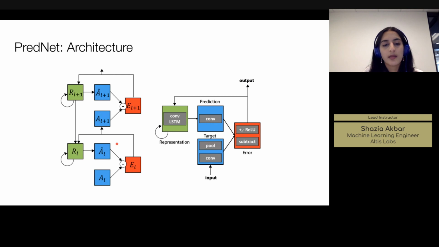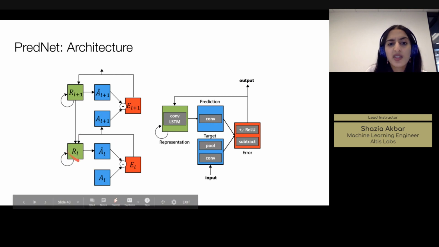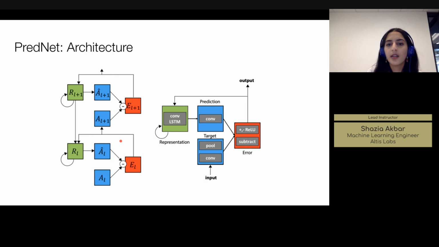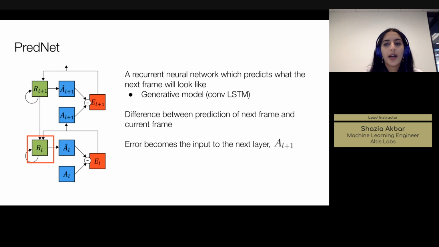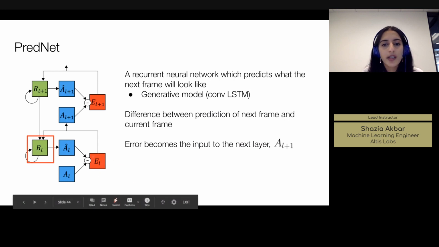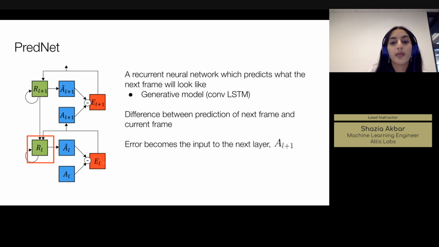So essentially, it's making a prediction as to what it expects to see, looks at what it's actually seeing, and then looks at the difference between the two frames. Very simple idea, but it's very effective as well. So this red box here, the E stands for error. The difference is essentially the error, which is then fed into the next AL+1, and then contributes towards future frames as it sees more and more information. So you can see where that predictive encoding component came from.